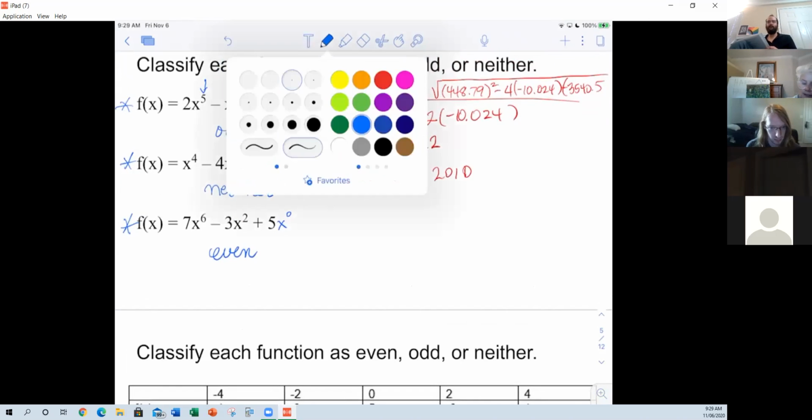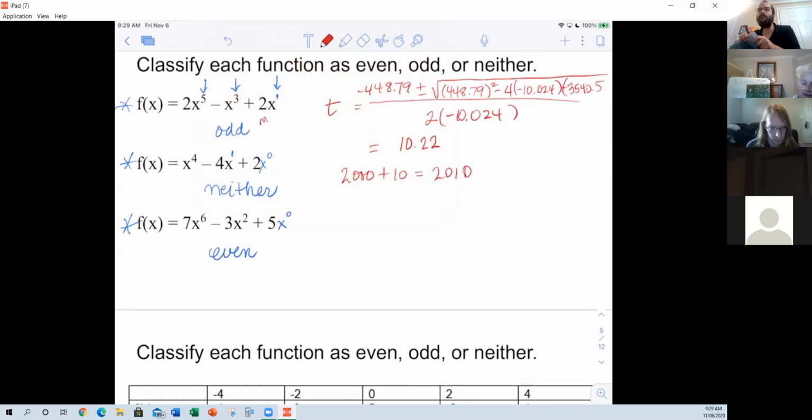So this one had a mix of even and odd exponents. This one has all odd exponents. This one has a mix. And this one is all even exponents.